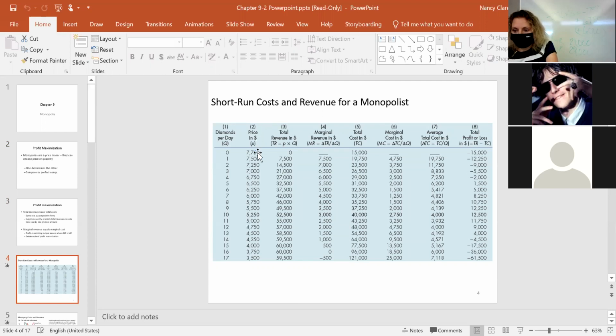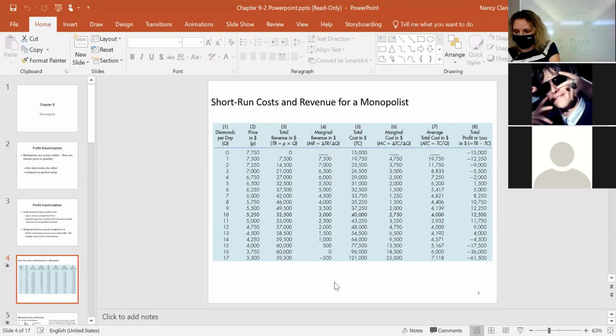Here's our price. The price is just the price that coincides with the quantity on the demand curve. So it's just information that the monopolist found on the consumer's demand curve, and wrote down. So this is just the corresponding data. Total revenue, just quantity times price. So 2 times 72.50 gives us 14.5. Marginal revenue is the difference, right?